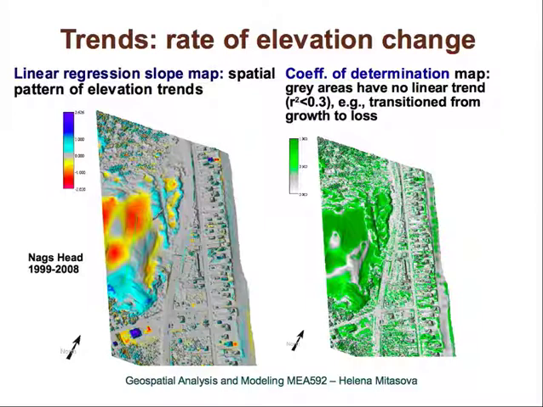And of course, we want to know whether this linear regression is actually valid, so we can compute a coefficient of determination map, essentially R squared. And again, we can see that in this area, R squared is pretty high, so the elevation is actually linearly changing, linearly decreasing, linearly increasing. But we also have an area, this gray area, where the R squared is very low, and that's the transitional area where the change of elevation has transitioned from increasing rate to decreasing rate, or there was no change, for example, in all of these very stable areas such as roads, and there was some subtle change on the beach as well, a little bit of accretion and a little bit of erosion.